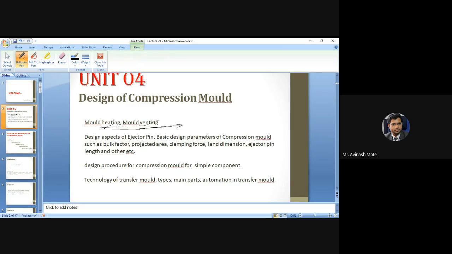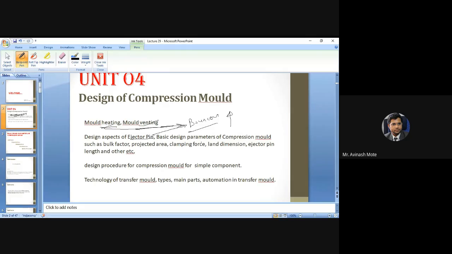Then we started with the different design aspects of compression molding, and we started with the ejector pin. The ejector pin acts simply like a bouncer. We'll revise it fast and then come to today's topic. The role of the ejector pin is to act as a bouncer, in the sense that it simply pushes the compressed component out of the mold cavity.